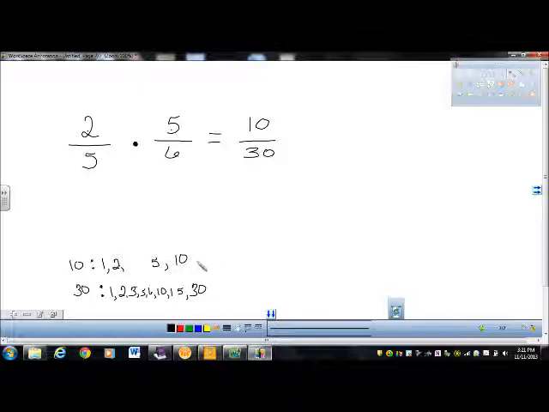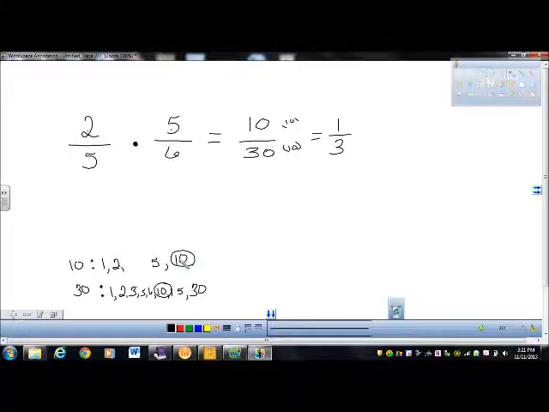Now we want our greatest common factor here to reduce it as quickly as possible, and that happens to be the tens. So 10 divided by 10 is going to be 1, and 30 divided by 10 is going to be 3.